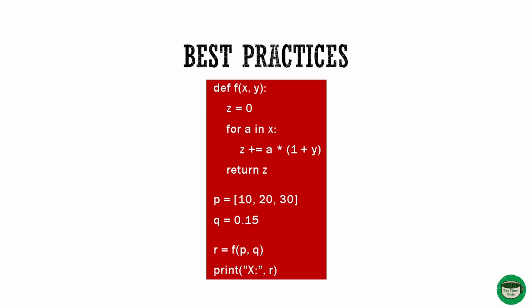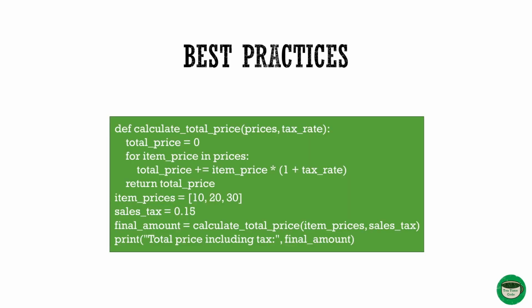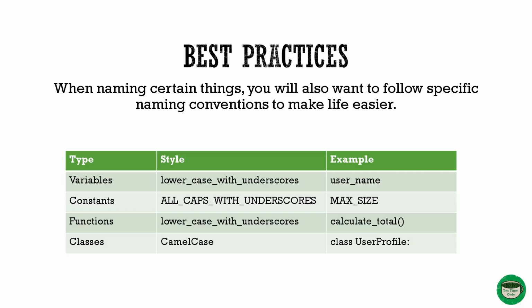Whereas if you just change the function name and the name of the variables, it will look something like this. And suddenly it's much more easy to see what is meant to be happening. You can tell that the function calculates the total price and what each different variable does. So even if you don't know code, you will still most likely be able to figure out what this function does. So, when naming certain things, you will also want to follow specific naming conventions to make life easier.